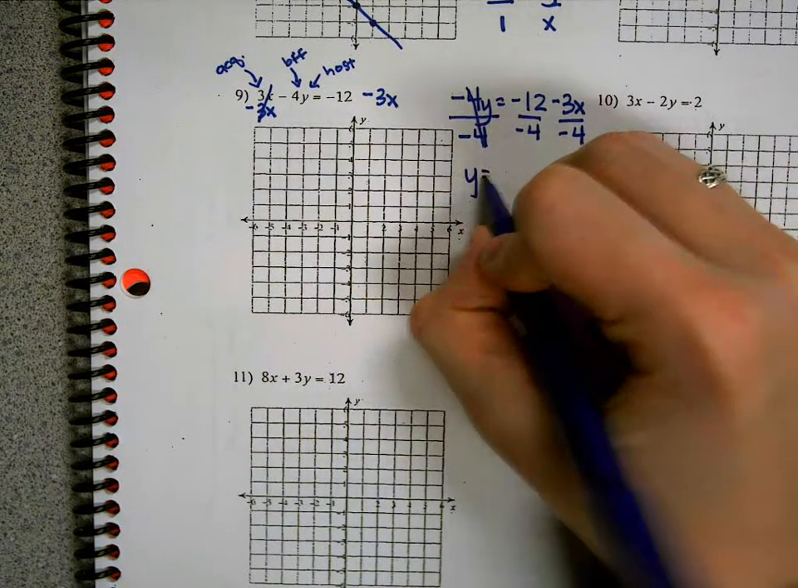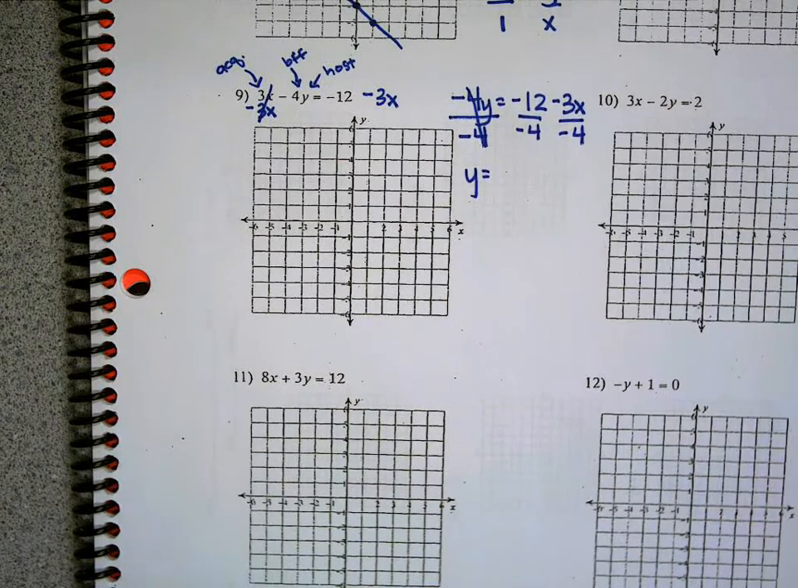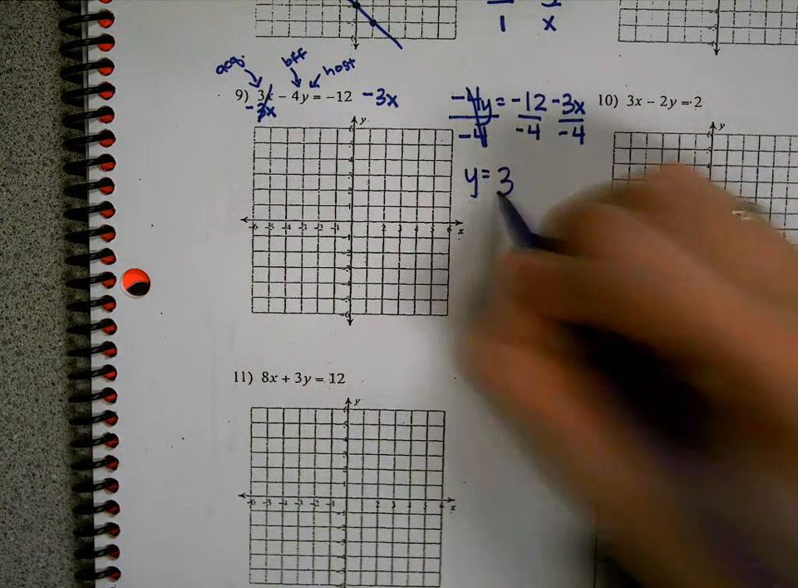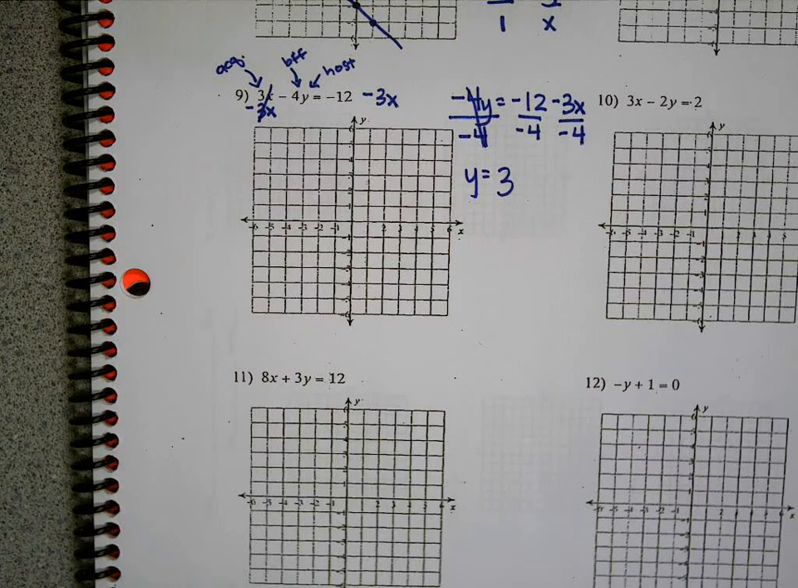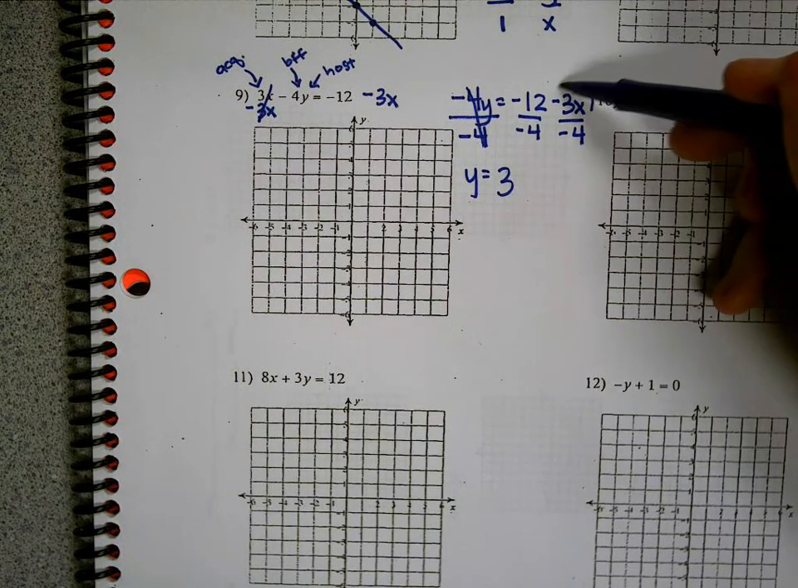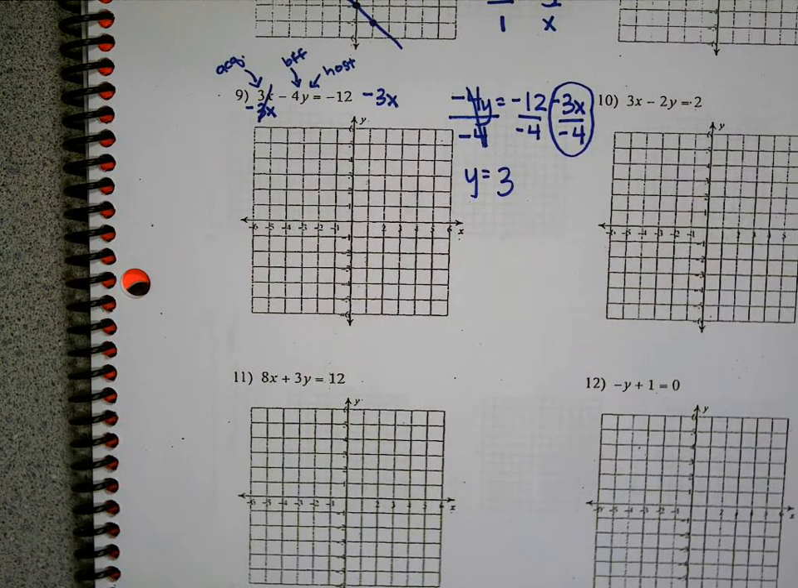So that leaves us with y equals negative 12 divided by negative 4, which is 3. And then we have our slope after that. And we want to keep slope as a fraction. We always put slope as a fraction. And guess what? It's already a fraction for us because we divided.